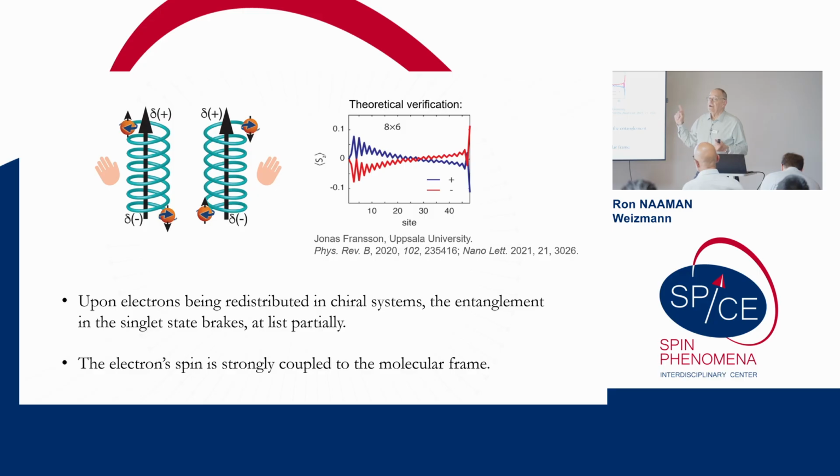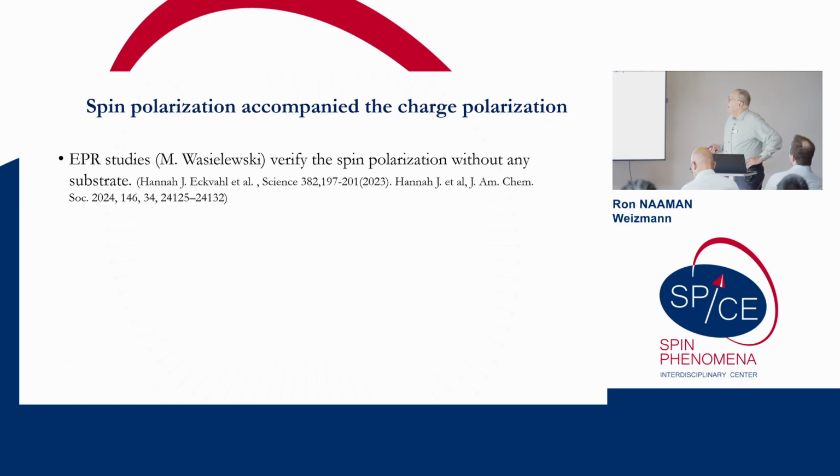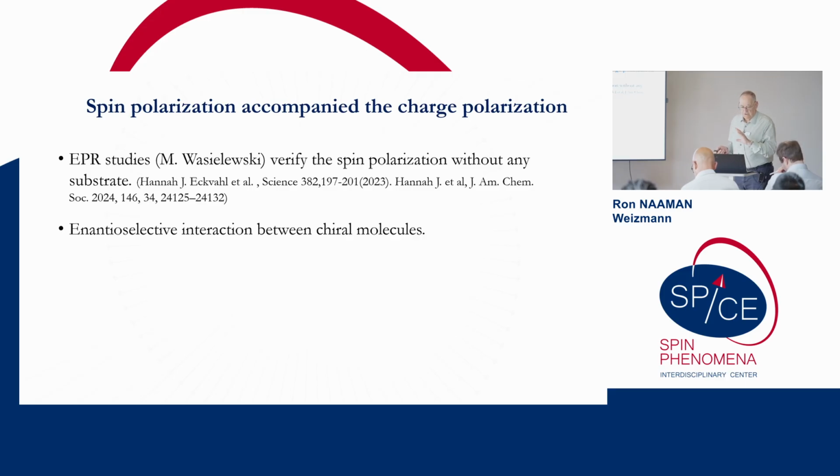Here the electron is strongly coupled to the molecular frame because of the strong spin-orbit coupling. So that's something very special, and we break the entanglement. That's also something quite special. So this result means that we have to think about the interaction of chiral molecules with matter in a slightly different way.